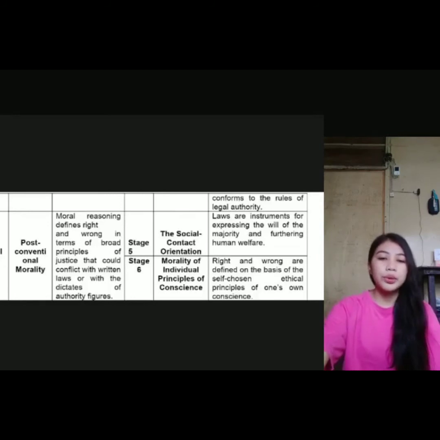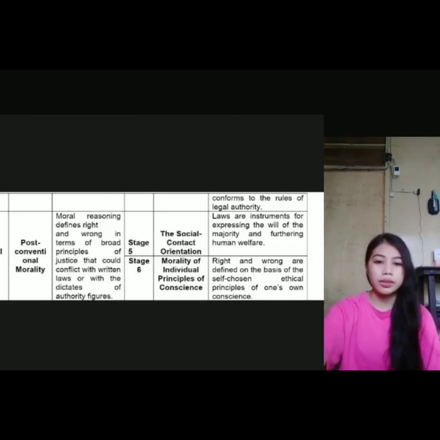Now let's proceed to level 3, the post-conventional morality. Moral reasoning defines right and wrong in terms of broad principles of justice that could conflict with written laws or with the dictates of authority figures. And under level 3, we have stage 5, the social contract orientation. Laws are instruments for expressing the will of the majority and furthering human welfare.